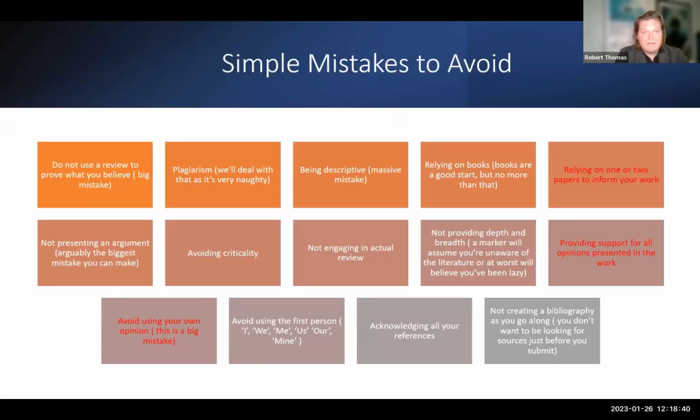So a basic overview of the mistakes that lots and lots of people make, including myself over the years. I'm not going to be a hypocrite. When we start the academic process, it's quite hard to get all the requisite skills together. So do not use a review to prove what you believe. If you write subjectively, first person, with a strong emphasis on one element of an argument, you're destined to fail. I don't want to be negative, but that is the truth, okay?